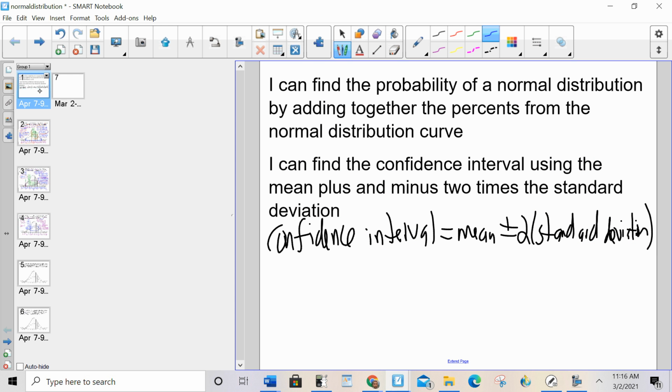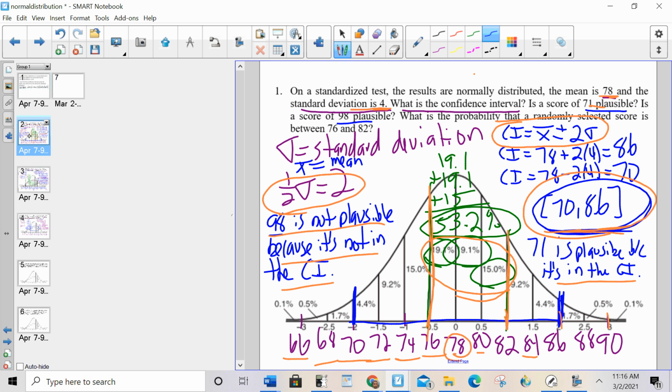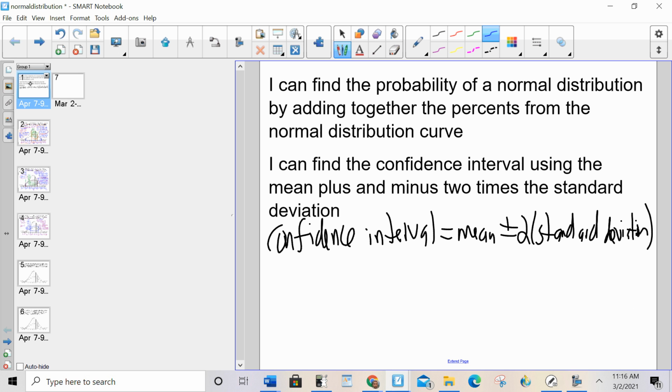I can find the probability of a normal distribution by adding together the percents from the normal distribution curve. And again, to get the values on the bottom, the mean always goes at the 0. And then you're adding and subtracting the full standard deviation at the full value. You can cut it in half to find the spaces in between. Confidence interval is the mean plus and minus 2 times the standard deviation. That gives you the range of expected values. And again, that's a concept you're going to see a lot throughout the rest of this course.